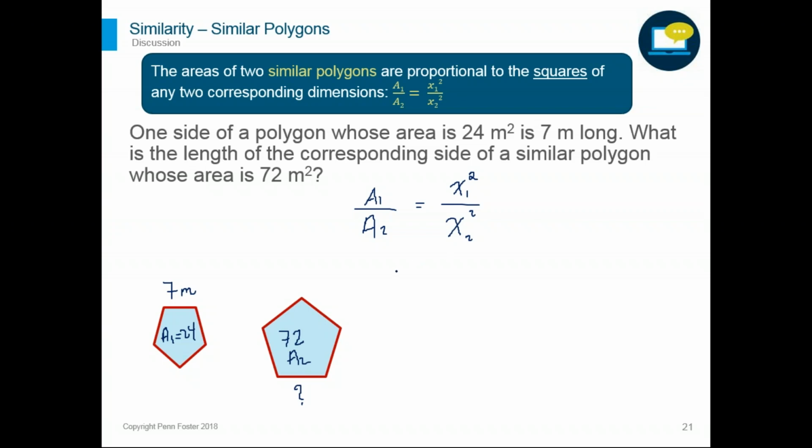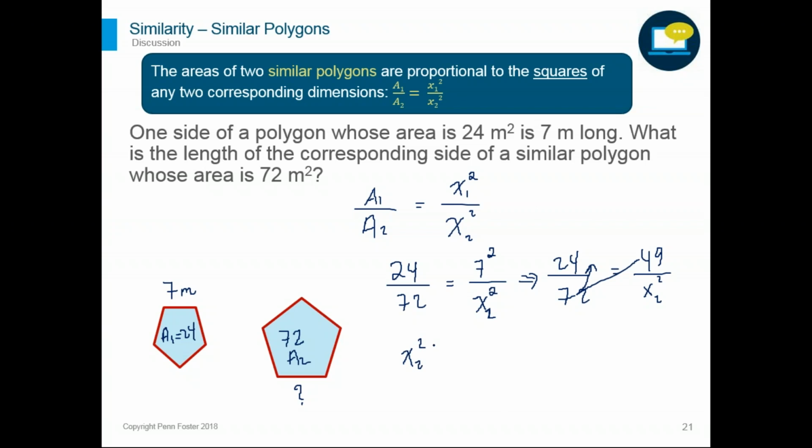What should we use? The proportion. So area 1 is given, 24. Area 2 is given, 72. The other fraction, we have to square the values. So side 1 from the smaller polygon is given, but square the 7. And then the unknown would be the square of side 2 from the second polygon. Again, that would give you 24 over 72. Square the 7, 49 over the square of the other corresponding side. Solve the proportion, cross multiply, and then divide.